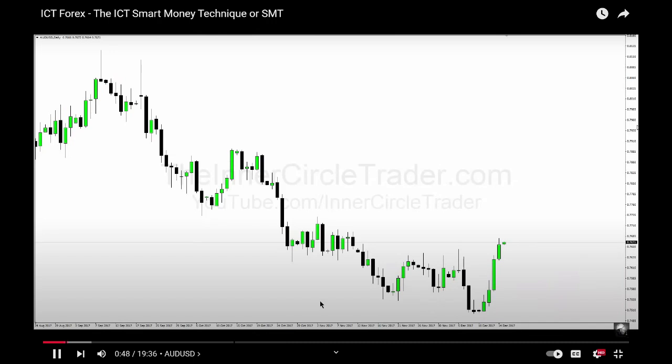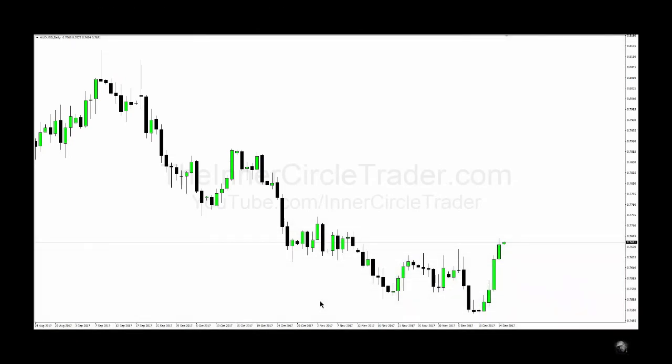Aussie dollar. This is a daily chart, and I'm going to cover the SMT divergence. Specifically, this teaching is only on the USDX SMT divergence. There's many different concepts for SMT that I teach, but just to keep things simple and easy to understand, one of the most powerful ones that I use is the relationship between the dollar index itself versus foreign currency pairs.